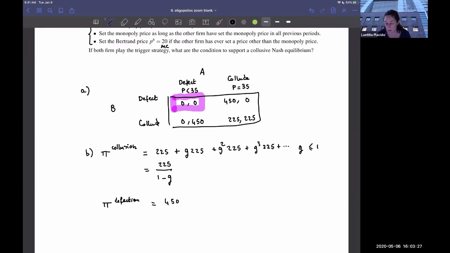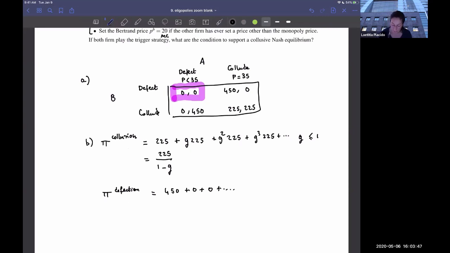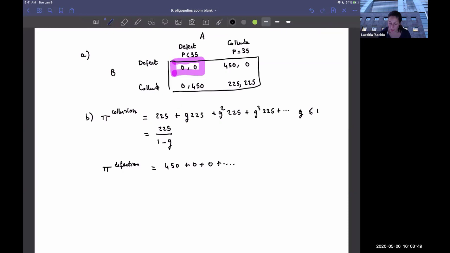But then, because I cheated, I know that my opponent is going to punish me and it is going to set price equals marginal cost forever after. In other words, we're going to both get 0 profit for the rest of the time. So knowing that, what are the conditions that would support collusion here?